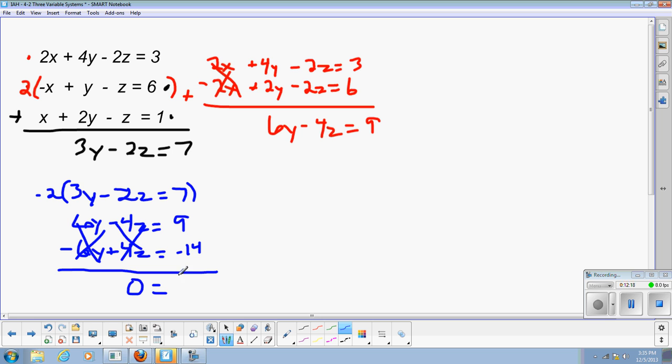Does 0 equal negative 5? No, it does not. False statement. That means I get to say no solution. So you can get a no solution answer. That is possible with a three-variable system. All right, false statement, no solution.